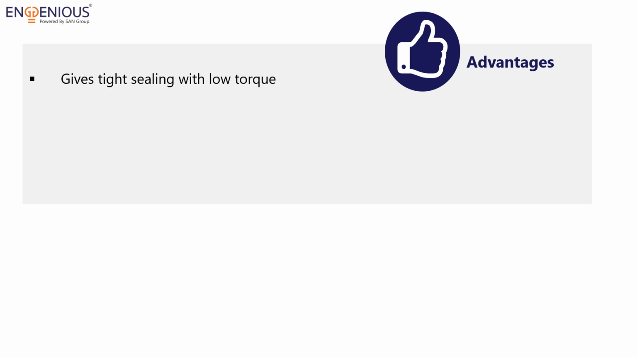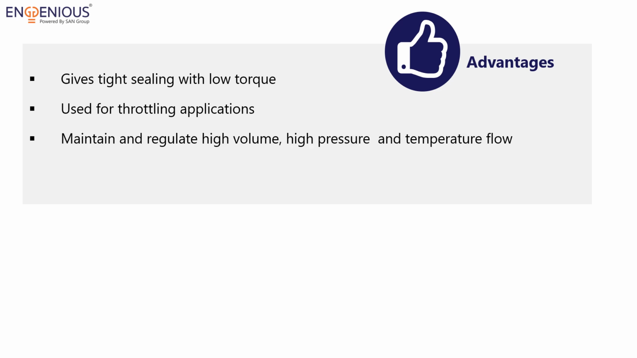Ball valve gives tight sealing, that is very low leakage with low torque. It can be used for throttling applications. Ball valve has the ability to maintain and regulate high volume, high pressure, and high temperature flow. It can handle fluids with suspended solids.